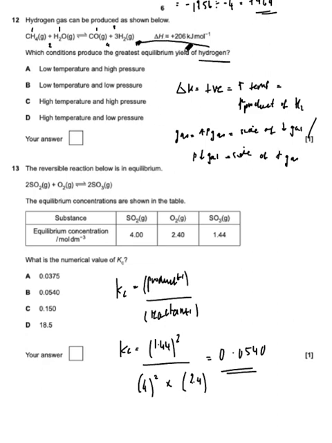Hydrogen gas can be produced as shown below. Which conditions produce the greatest equilibrium yield of hydrogen? So hydrogen is in the products, and we have temperature and pressure as the conditions, right? So if delta H is positive, it's endothermic. So to get more products in an endothermic reaction, you increase the temperature. And so we will go for C or D, because A contains low temperature. If this was exothermic, then we would go for A or B, but it's endothermic. Right. And now we need the pressure.